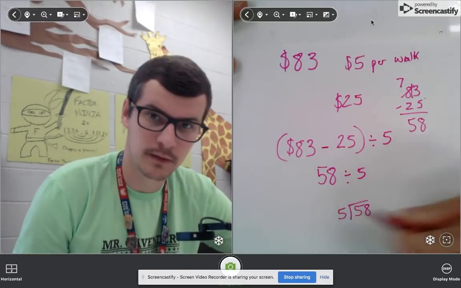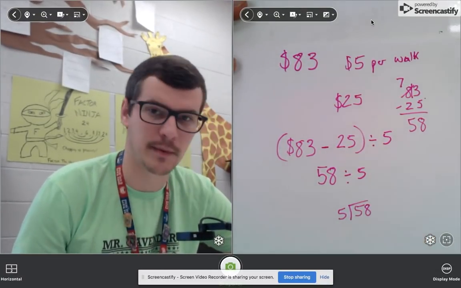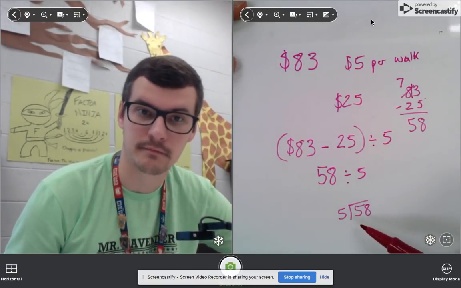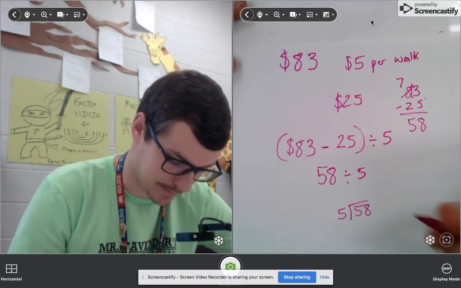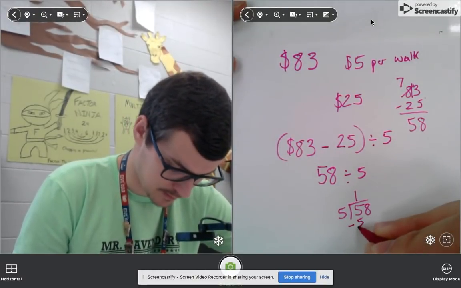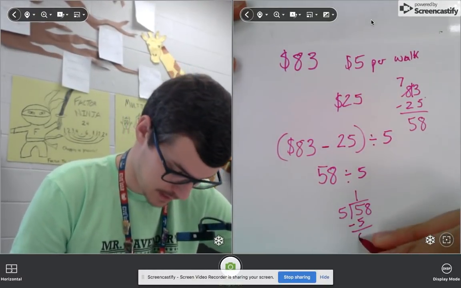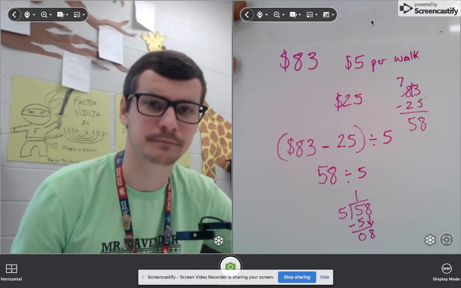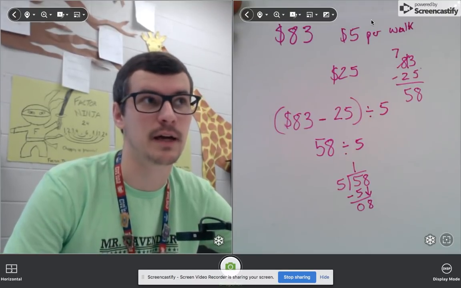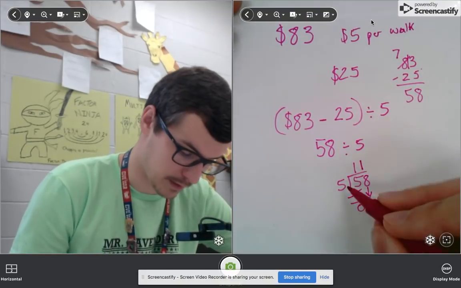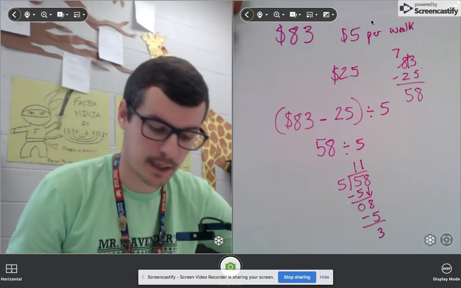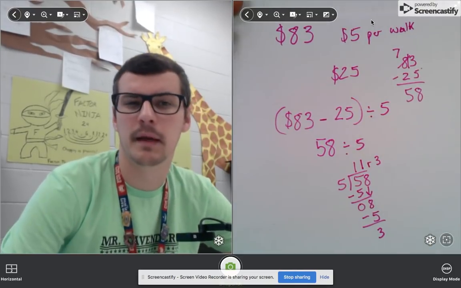So 58 divided by 5. I like to think about this like pant sizes. If you're a size 5, could you fit into a size 5? Yeah. How many times? One time. So we think about multiples of 5 here. One multiple of 5 is going to be able to subtract from that 5. 5 minus 5 is 0. Bring down my 8. Now a size 5 can fit into a size 8, but we need to see how many multiples of 5 can fit into 8. So that's going to be just 1. 1 times 5 is 5. 8 minus 5 is 3. So I'm left with the remainder of 3. So my answer is 11, remainder of 3.